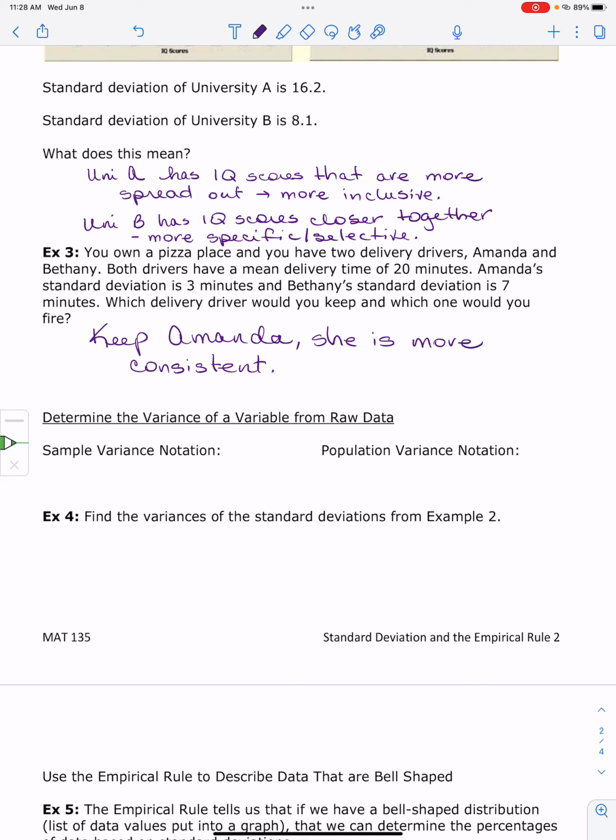Consistent. Ooh, I apologize if there's a typo there. I don't know. I will look that up later.